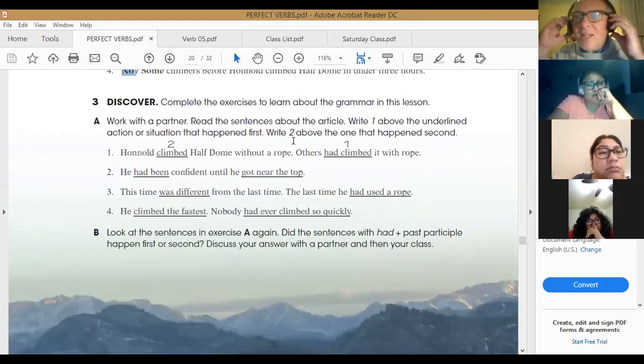Remember, what was the key point? We use past perfect with the first action, the first thing that happens. So let's look at these sentences.